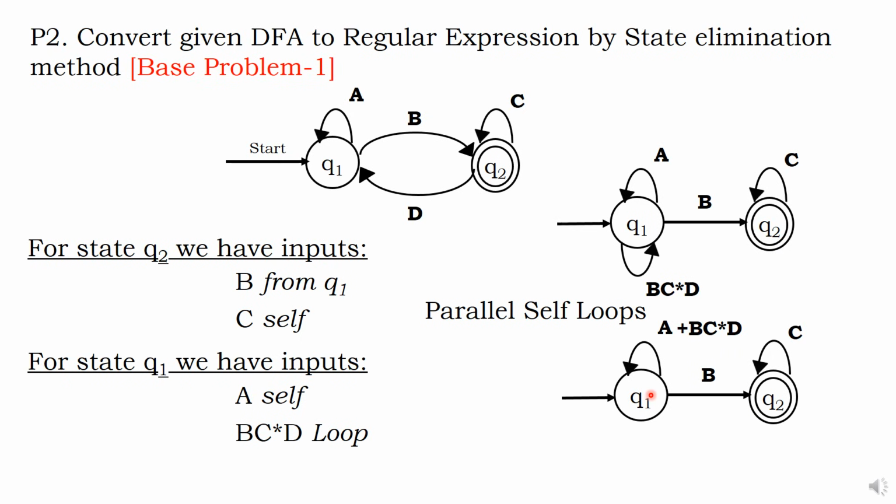So what is the final regular expression? There is a self loop: A plus B C star D, the whole star, then B, then C star. That's all I made: A plus B C star D the whole star B C star. So this is your regular expression for this particular base problem 1.